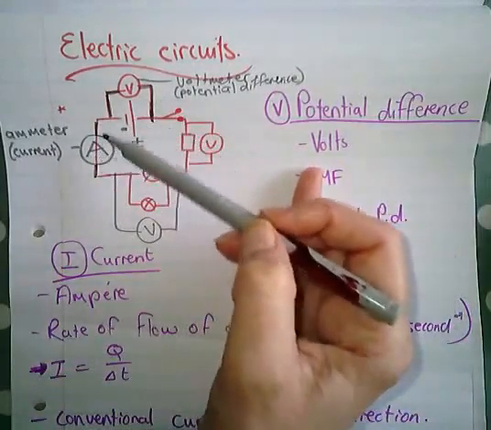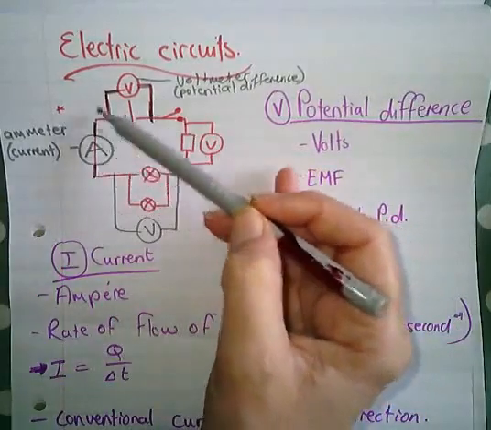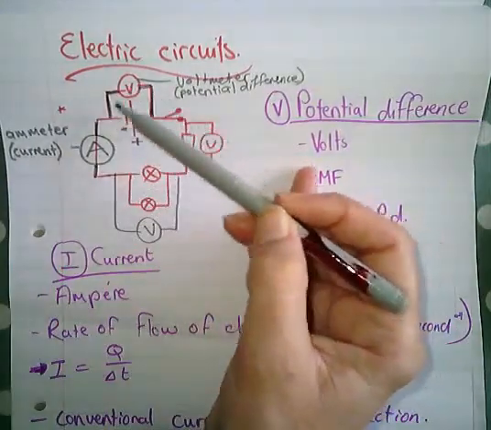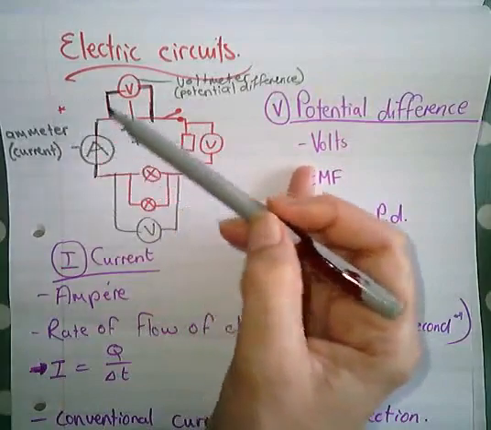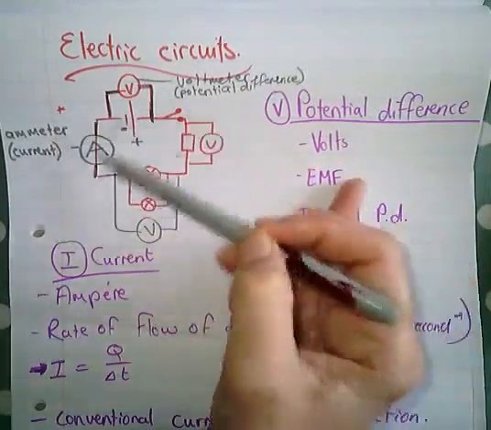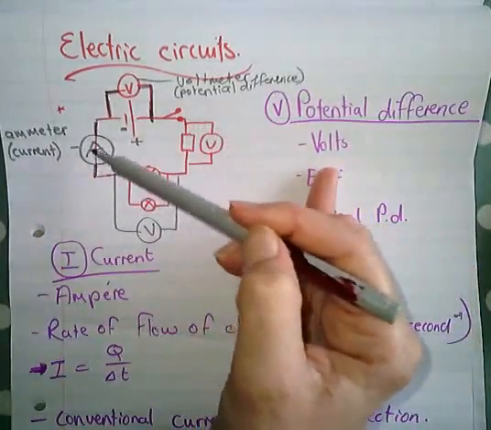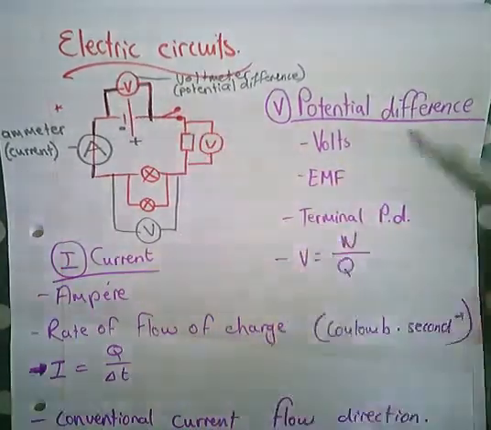An ammeter has very low resistance, supposed to be 0, so it doesn't influence the current. So if you would put it in parallel, then you would short circuit the circuit. So an ammeter has to be connected in series, a voltmeter has to be connected in parallel.